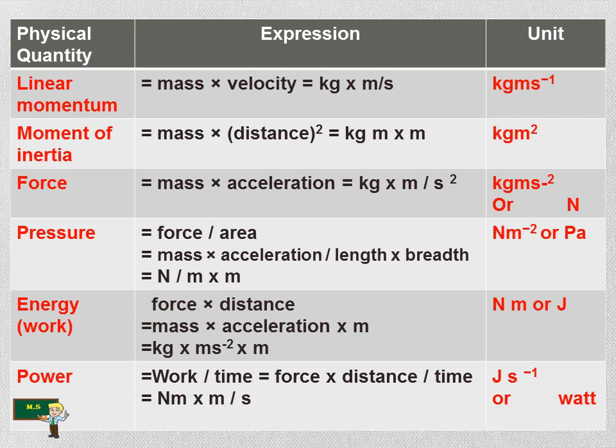Therefore for mass we put kg, and for acceleration we put m s^-2. Then for distance we put m. Altogether if you multiply all these things, then you will get the value N m, or here we introduce a new unit, that is joule.